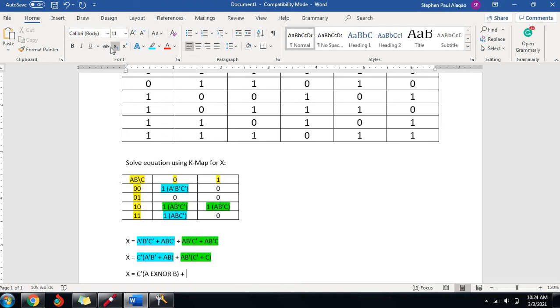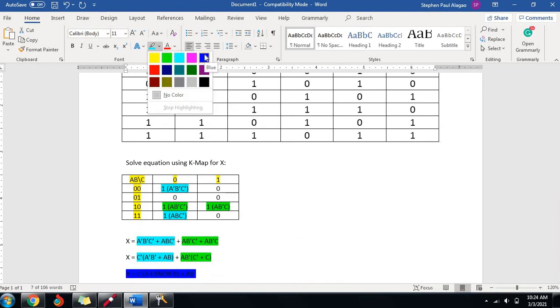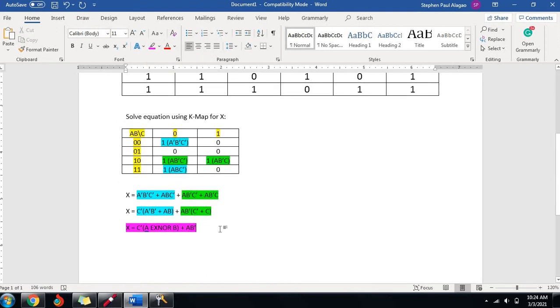The other one, we're going to cancel: c bar plus c is equivalent to 1, so therefore what remains is a b bar. So this is now our equation for x. I will just color this one pink, that will do. So that is now our equation for x.